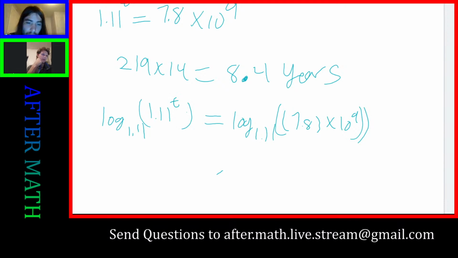And so what a log does is it's like the inverse of an exponent, the same way division is the inverse of multiplication, right, Jaden? Is that a pretty good way to explain what it is? Yeah, it's perfect. Or the way that subtraction is to addition.